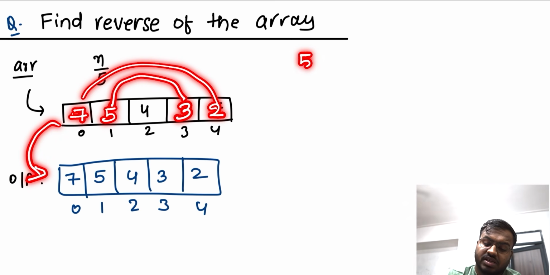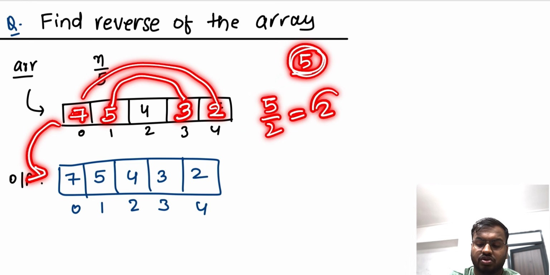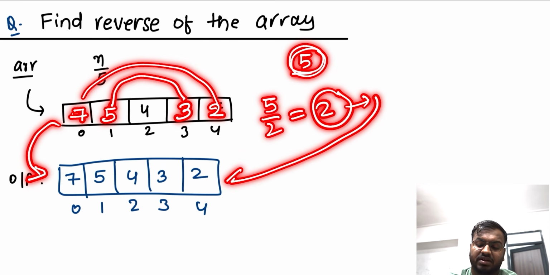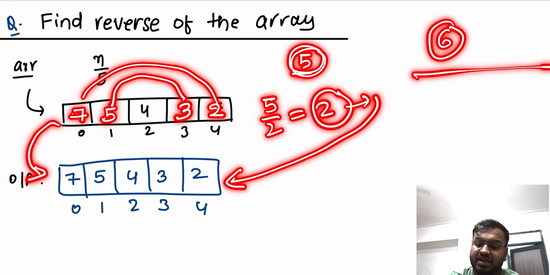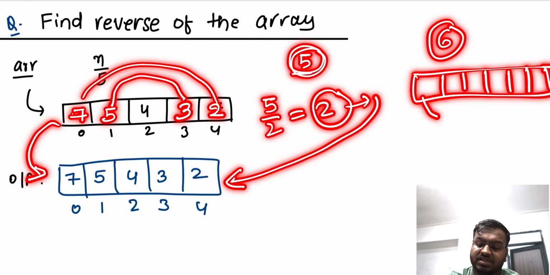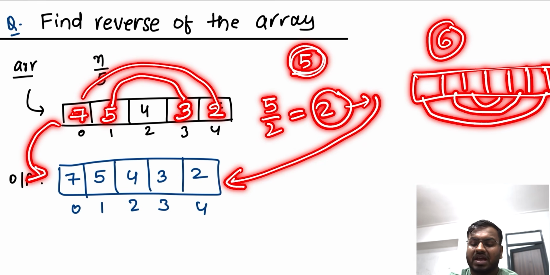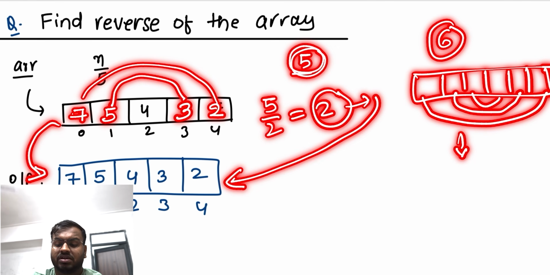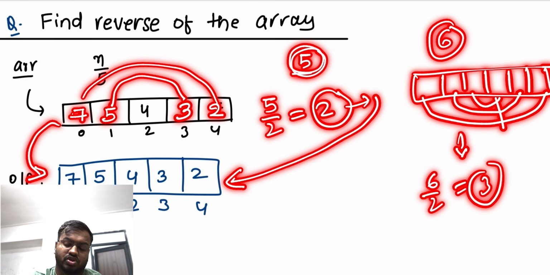So in this case, array size is 5. How many swappings will be performed? 5 by 2 is equal to 2. So if we swap 2 times, we will get the reversed array. In the same way, if the array size is 6, for example 1, 2, 3, 4, 5, 6, if I swap these two, then these two, and then these two, I will get my reversed array. So in this case, 6 by 2 is equal to 3, and we are performing 3 swappings.